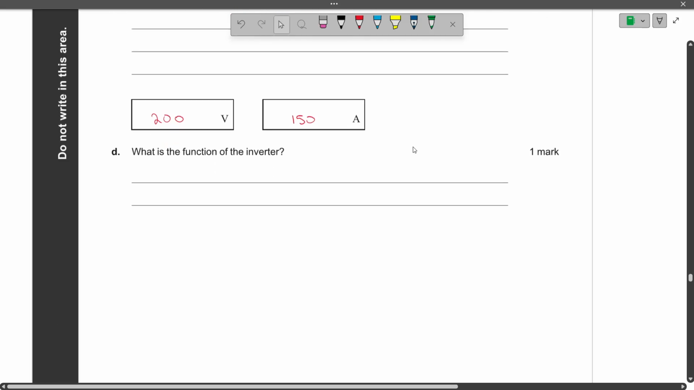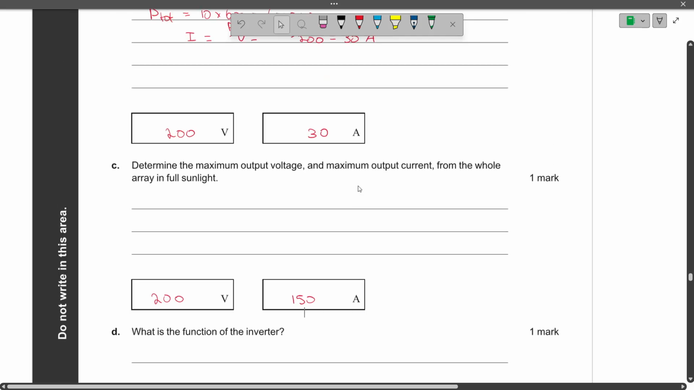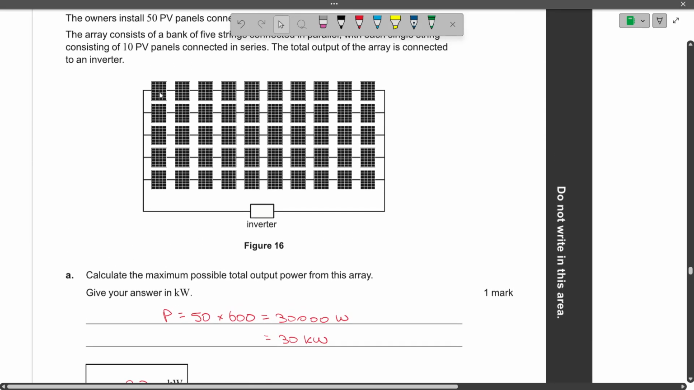Okay, anyway, D, what is the function of the inverter? So again, this just comes straight from notes and theory. All of these are like batteries, right? So batteries in series, and all of this can be treated as one single battery, and then you've got 5 of those batteries in parallel.